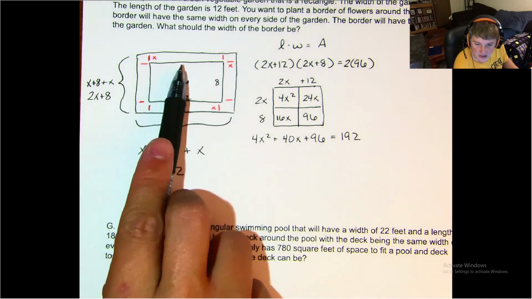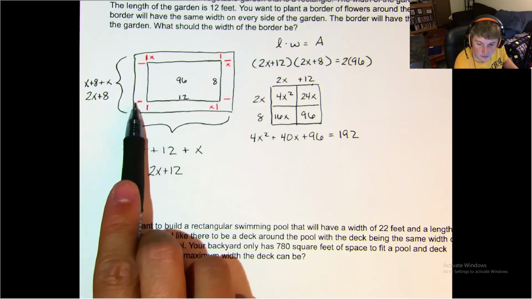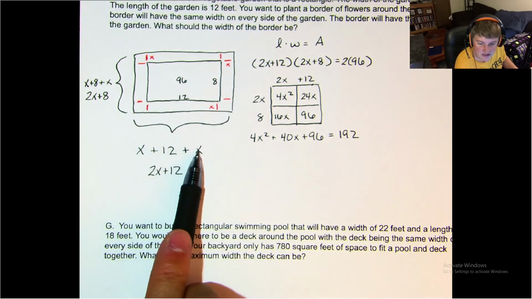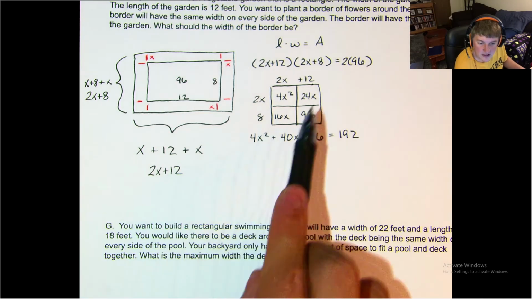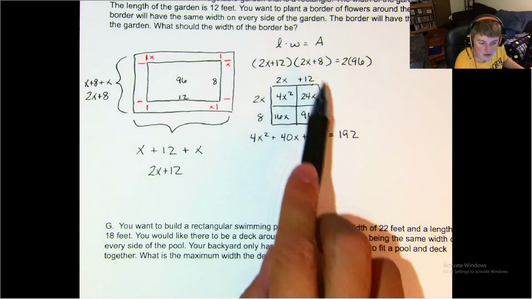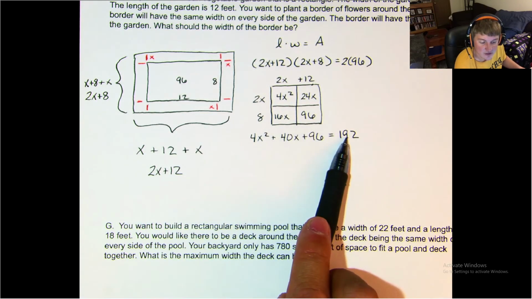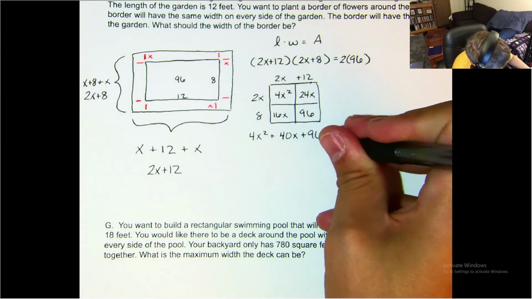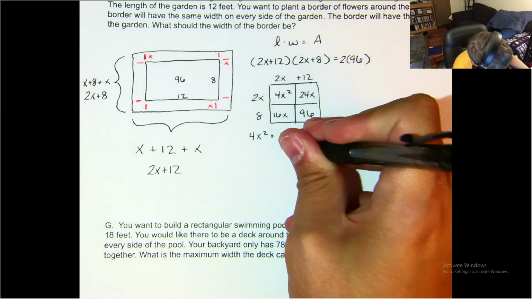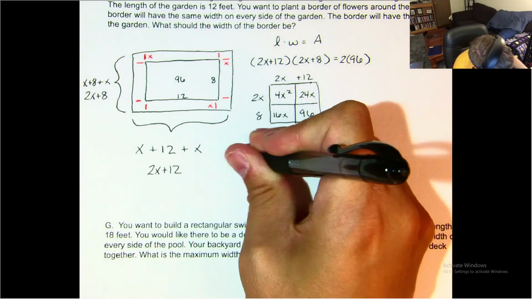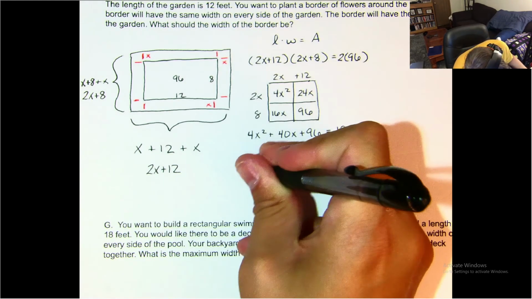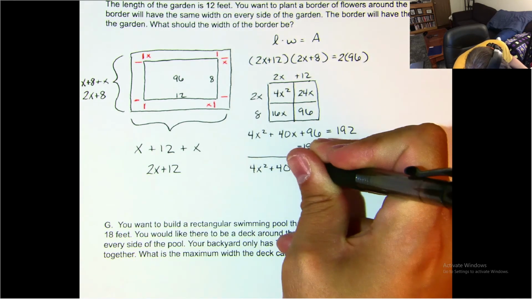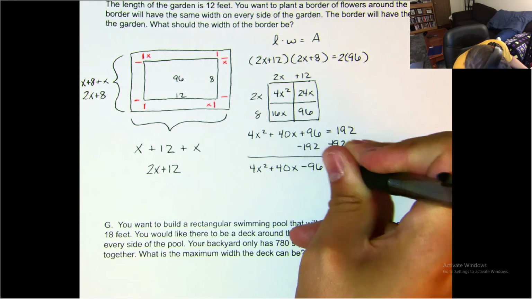Understanding that drawing a diagram is helpful, and understanding that the border is the same width on each side, so I'm going to have x and 12 and all of that. The reason I'm multiplying these together is so I can get the equation in a form where I can set it equal to 0. So I'm going to have to subtract 192 to get 4x squared plus 40x minus 96 is equal to 0.